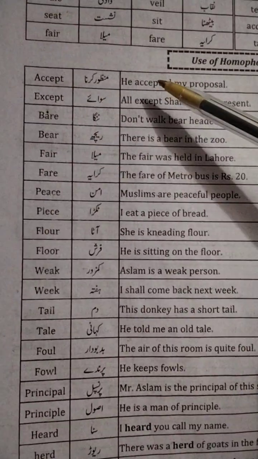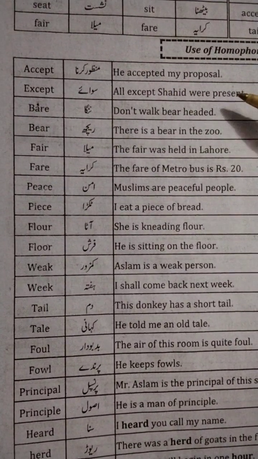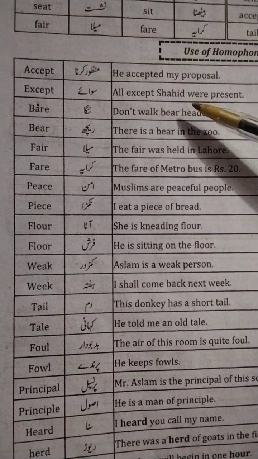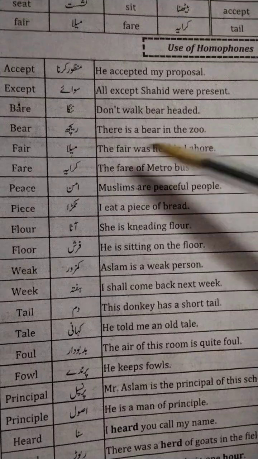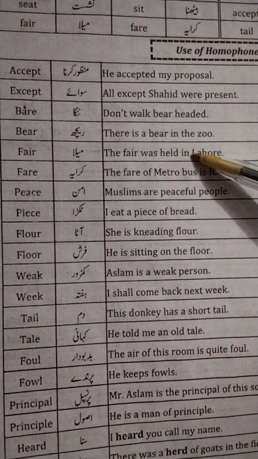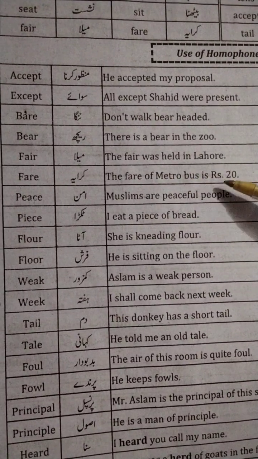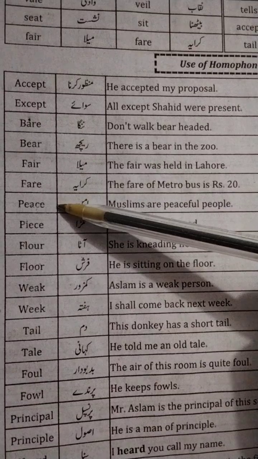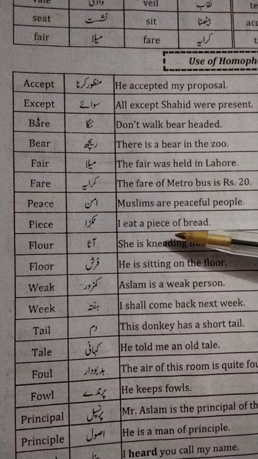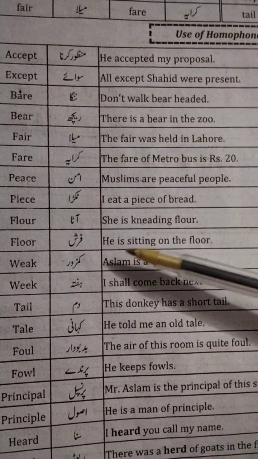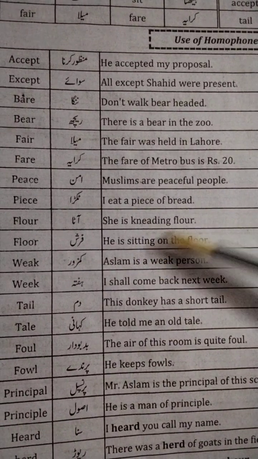Accept. He accepted my proposal. Except. All except Shahid were present. Bare. Don't walk bareheaded. Bear. There is a bear in the zoo. Fair. The fair was held in Lahore. Fare. The fare of Metrobus is 20. Peace. Muslims are peaceful people. Piece. I ate a piece of bread. Flour. She is kneading flour. Floor. He is sitting on the floor.